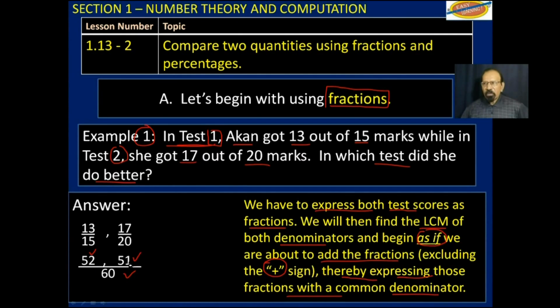So now 13 over 15 is actually 52 over 60. And 17 over 20 is actually 51 over 60. So which one is greater when you see them now both over 60? This one, of course. So Akan did better in test 1. And that is what we will do for the next 3 examples. And I think that will be enough for us to be able to compare 2 quantities using fractions. Okay, so that was example 1.